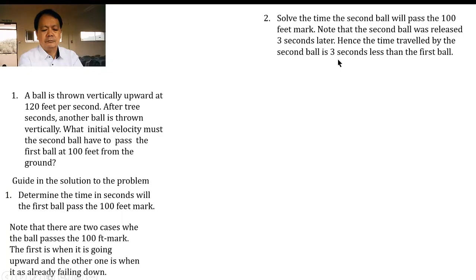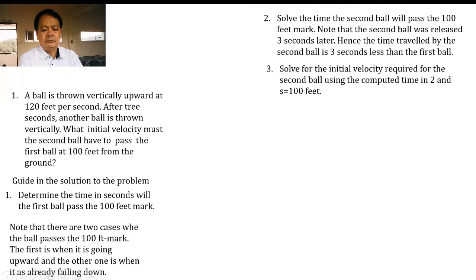Sa makatuwid, the time traveled by the second ball will be 3 seconds less than the time traveled by the first ball. Kaya kung masolve natin sa number 1 yung total time that the first ball passed the 100 foot mark, bawasan lamang natin siya ng 3 seconds, so makukuha natin yung time na dadaan naman yung second ball doon sa 100 foot mark. And that gives us the answer. Diba? Now, pag nasolve na natin yung time nito, solve natin yung initial velocity required for the second ball using the computed time and s equals 100 feet. And from there, masosolve natin yung problem.